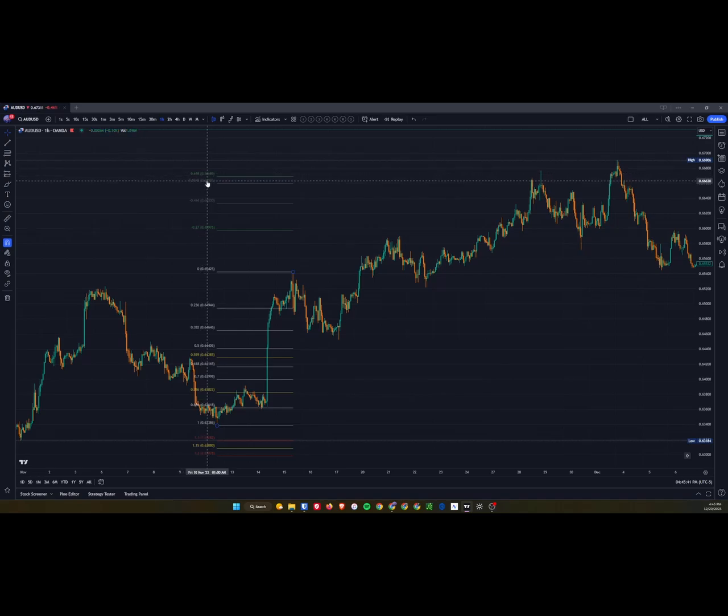Yeah, so I don't use these two levels unless I'm really confident that it's a really strong move higher or a really strong move lower.